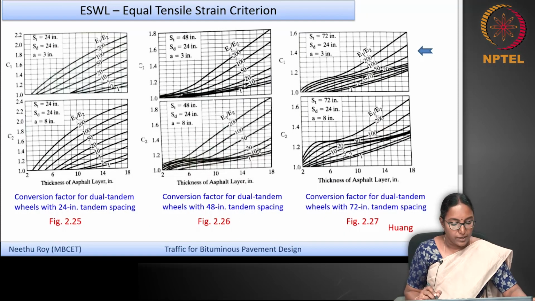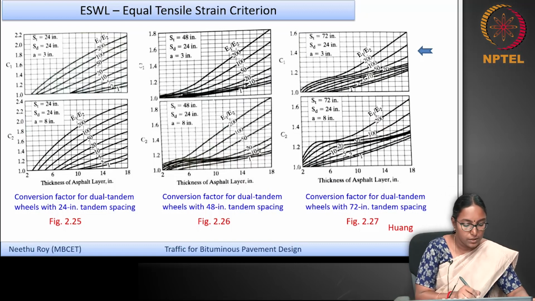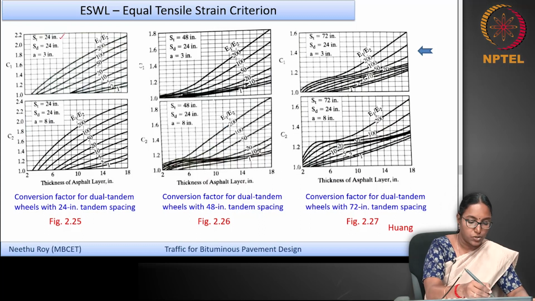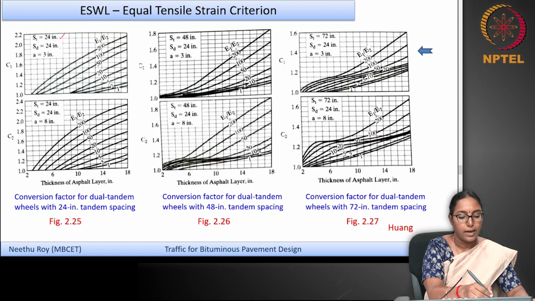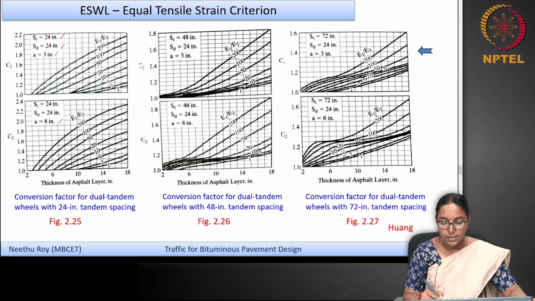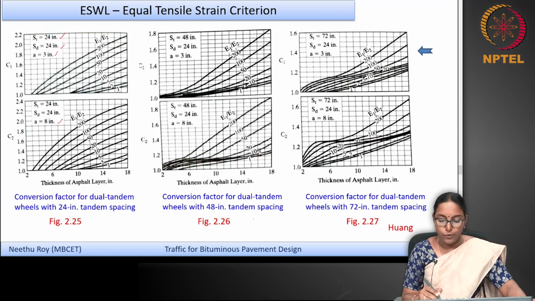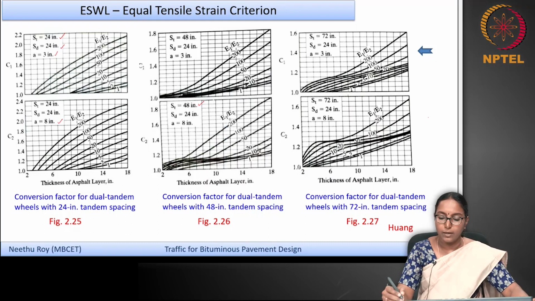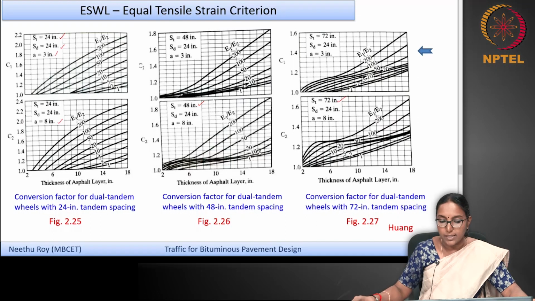And these were the conversion factors for a dual tandem assembly. So this was the conversion factor for a dual tandem assembly with a spacing of 24 inch. So this is the tandem spacing of 24 inch and the dual wheel spacing of 24 inch and a contact radius of 3 inch. And the bottom one is for a contact radius of 8 inch. And the second conversion diagram was for a dual tandem wheel with 48 inch tandem spacing, and the third one was the conversion factor with a tandem spacing of 72 inch. So these were the conversion factors to find the tensile strain when you have dual tandem wheels.